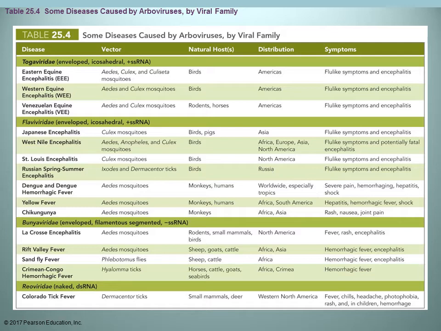So this table is showing the family of arboviruses, which is broken down into the Togaviridae, Flaviviridae, Bunyaviridae, and Rhabdoviridae, some of the different diseases, and then what the vector is. A lot of them are mosquitoes, some of them are ticks, but a lot of them are mosquitoes. What is the natural host, where it's located, and then finally what the symptoms are.